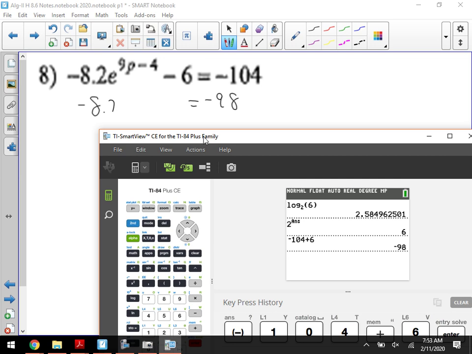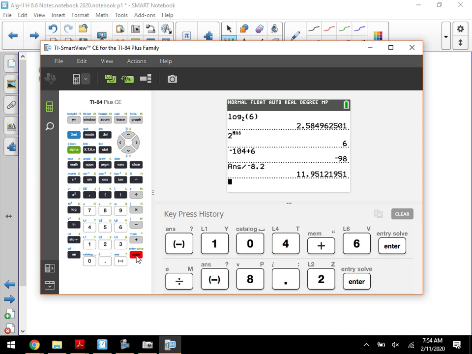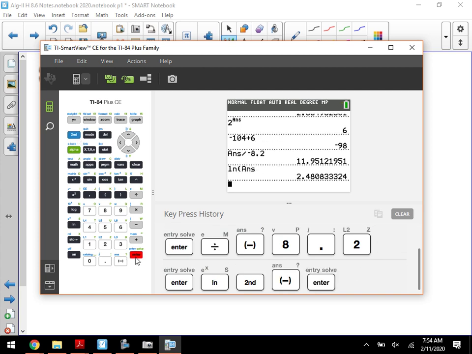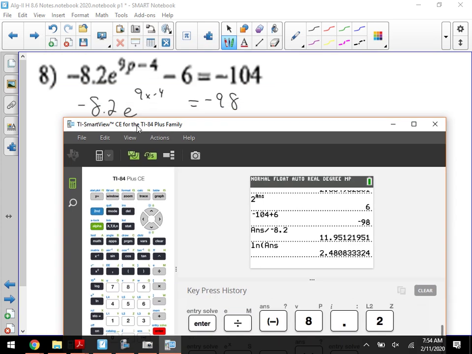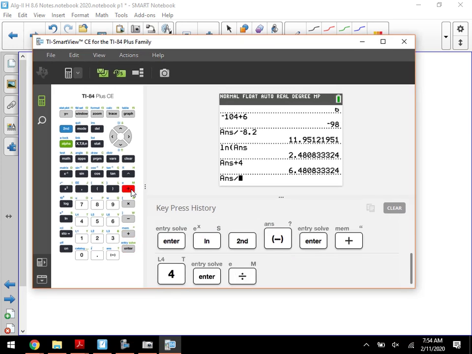So negative 98 is the negative 8.2 e to 9x minus 4. So now I've got to divide by the negative 8.2. So I take the negative 98 divided by negative 8.2. Now this equals the e. Okay? So I have to undo this. In order to undo e, I have to natural log it. So I just hit natural log of my answer and hit enter. This now equals my exponent. So to get x by itself, I have to add 4 and then divide by 9. So I just hit plus 4, enter, divided by 9, enter.